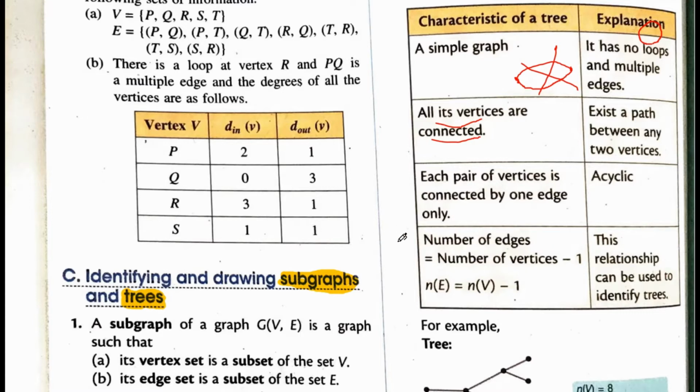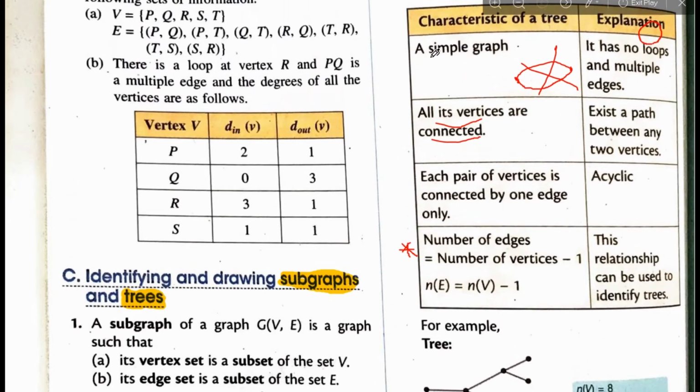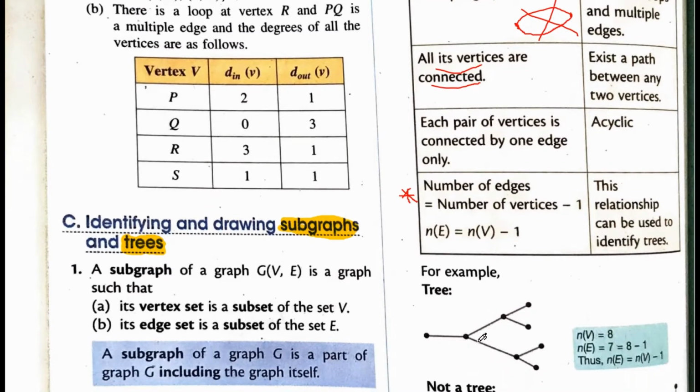This is very important for trees. This relationship can be used to identify trees. So for trees, number of edges equals number of vertices minus 1. For example, this is a tree. How do I know that this is a tree? You have to identify whether it fulfills all these 4 characteristics. Number 1, this is a simple graph, no loops, no multiple edges. So no loops, no multiple edges, yes.